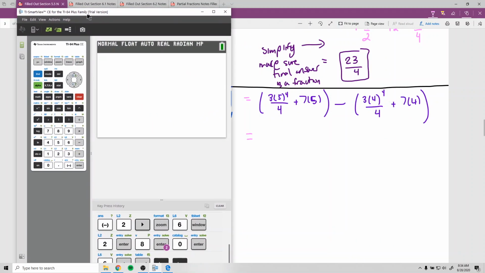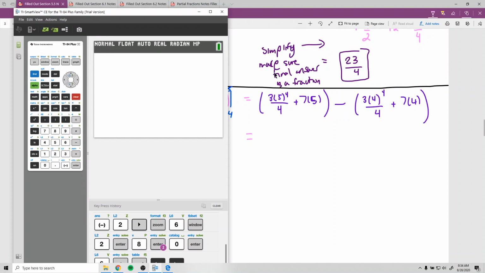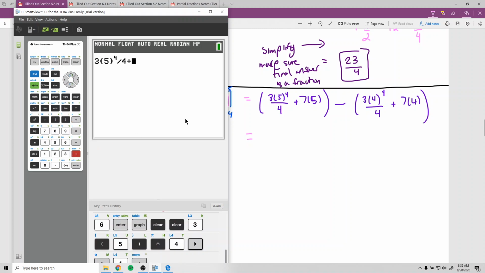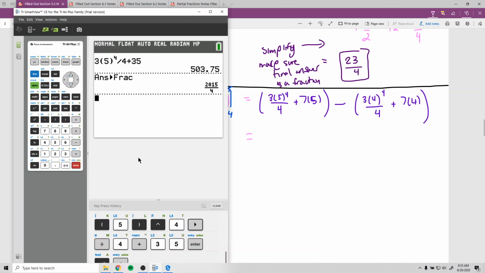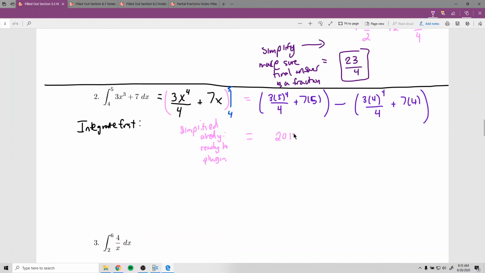So what I usually like to do, because the numbers in the previous part were pretty straightforward to work with, I didn't have to, but these can be kind of big. So what I usually do is type in the first thing. We got 3 times 5 to the 4th divided by 4 plus 7 times 5, at least is pretty quick, so I'm just going to write 35. If it gives me a decimal, I'm going to switch it to a fraction and write that fraction down. So the first one is 2015 over 4.